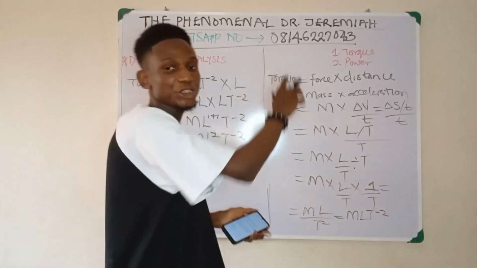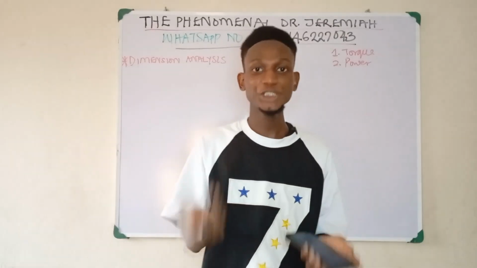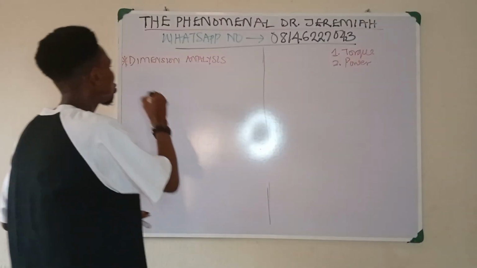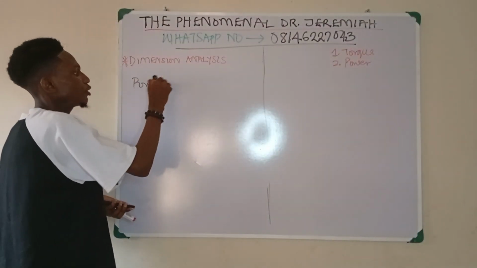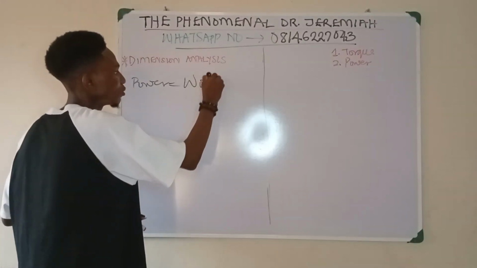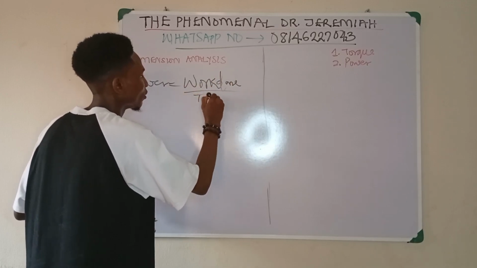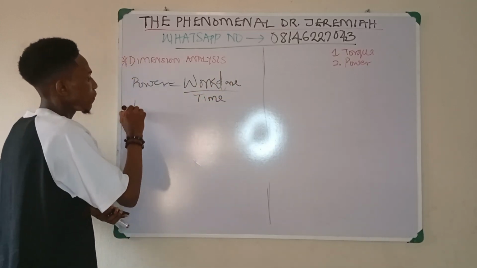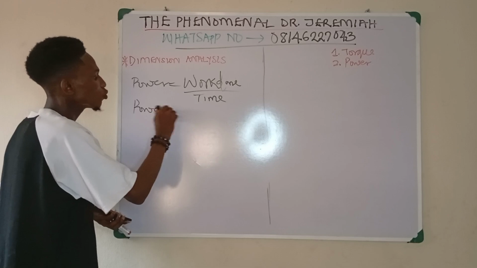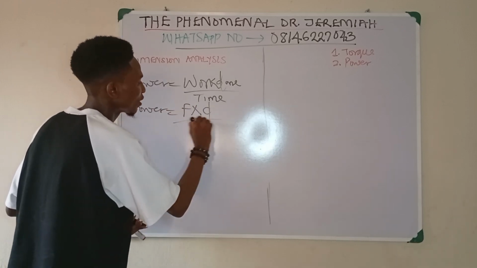So let's really go on to the dimension of power. Dimension of power, let's quickly run with this one. What is power? Power equals work done over time. Now, what is work done? Work done equals force times distance, over time.